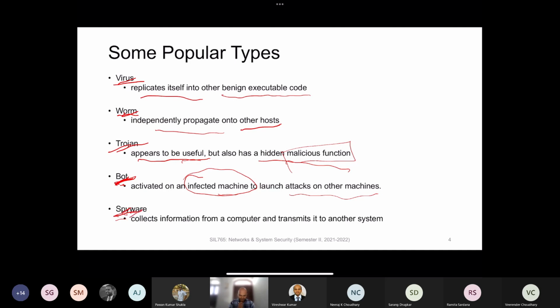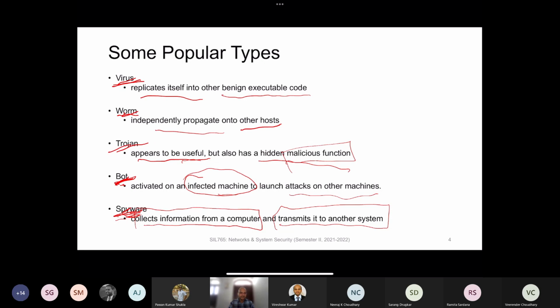The last one is the spyware. What spyware is doing is collecting information from a computer and then transmitting it to another system. It is working like a spy, collecting information and transmitting it to the attacker's system. You could think of a virus getting you exploited as a spyware. That is also possible. A worm, after it compromises a host, can actually lead to a spyware. These interconnections between the different types of malware are always possible.